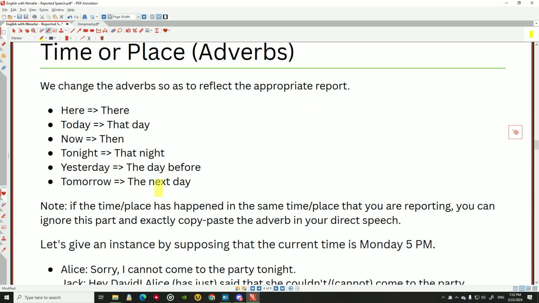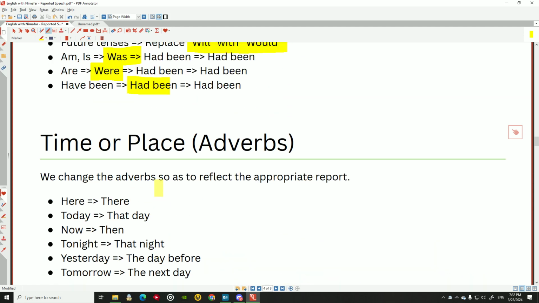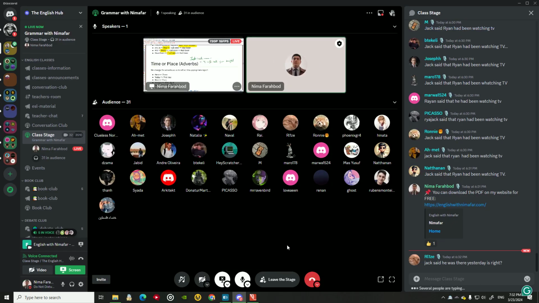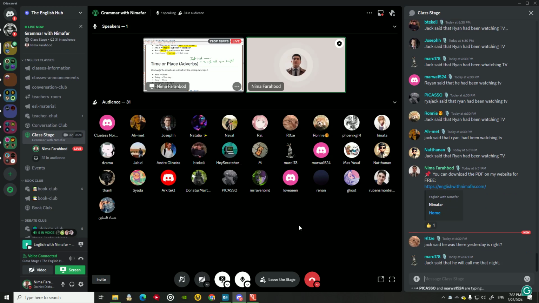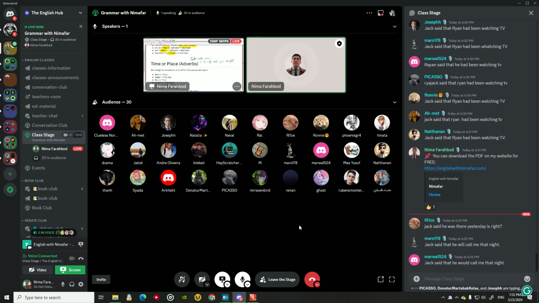Note. Before we go to the note, let's do some exercises here. Again, Jack said number 1. I will call you tonight. How do you say that? Jack said he was there yesterday. It depends. No, Jack said he was there the day before. Because we go one tense back.